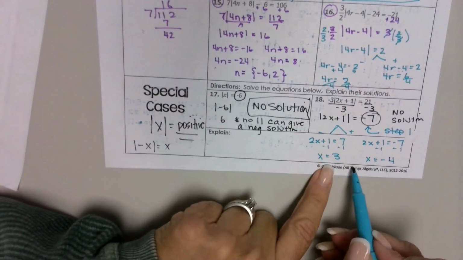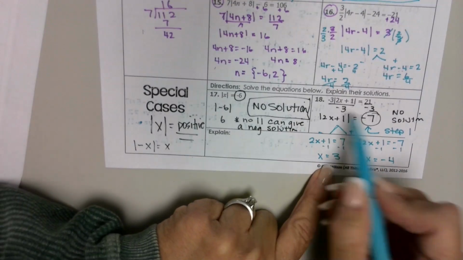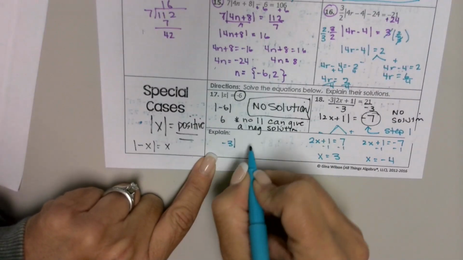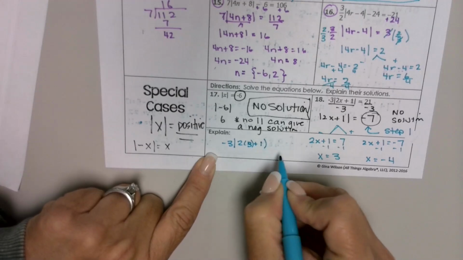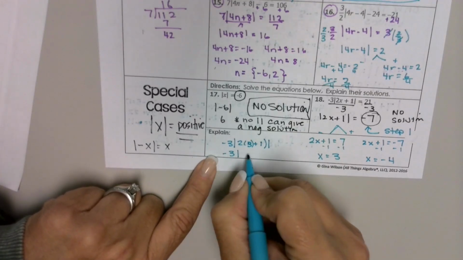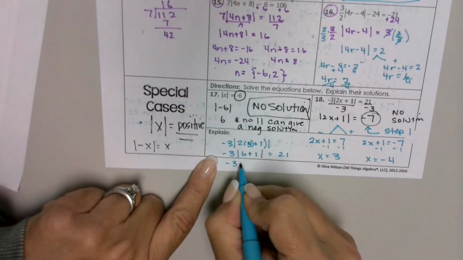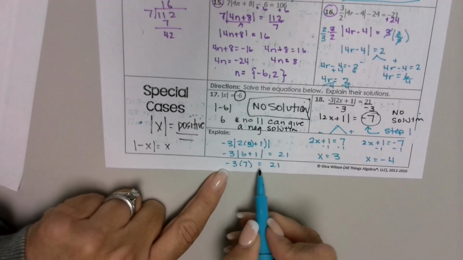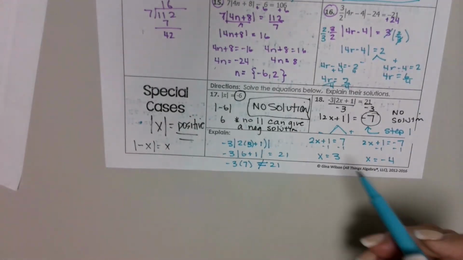So I have 2 answers. I can physically get 2 answers when I do this. But if I plug it back in, it doesn't work. So let's try that. So I have negative 3 times |2 times 3 plus 1|. Oops, sorry. The parentheses are all messed up here. But if I solve this, I have negative 3, and I have 6 plus 1 equals 7, so negative 3 times 7 equals negative 21. Well, this gives me negative 21 equals 7, and this is not true. This is not true.